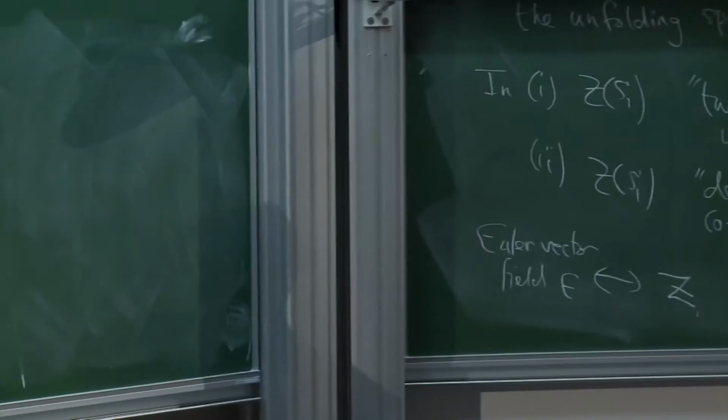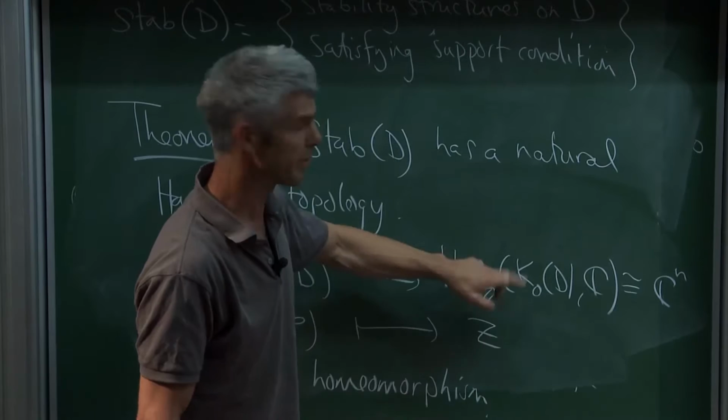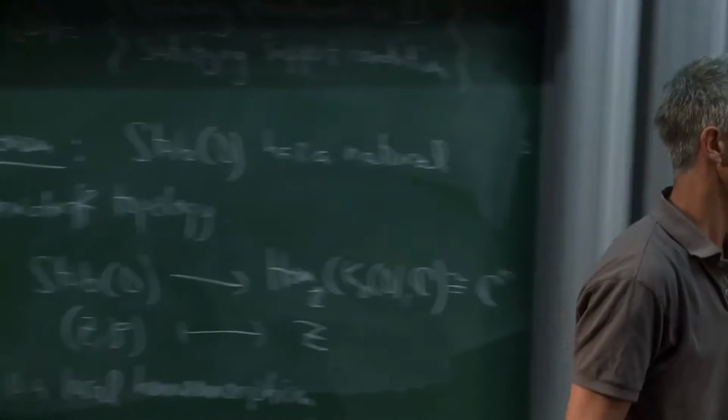I mean, the tangent space to the space of stability conditions, of course, is just this vector space, and at each point you have a particular element of this tangent space. So you have a vector field given by Z, and that corresponds to the Euler vector field. There's a factor there, but anyway.